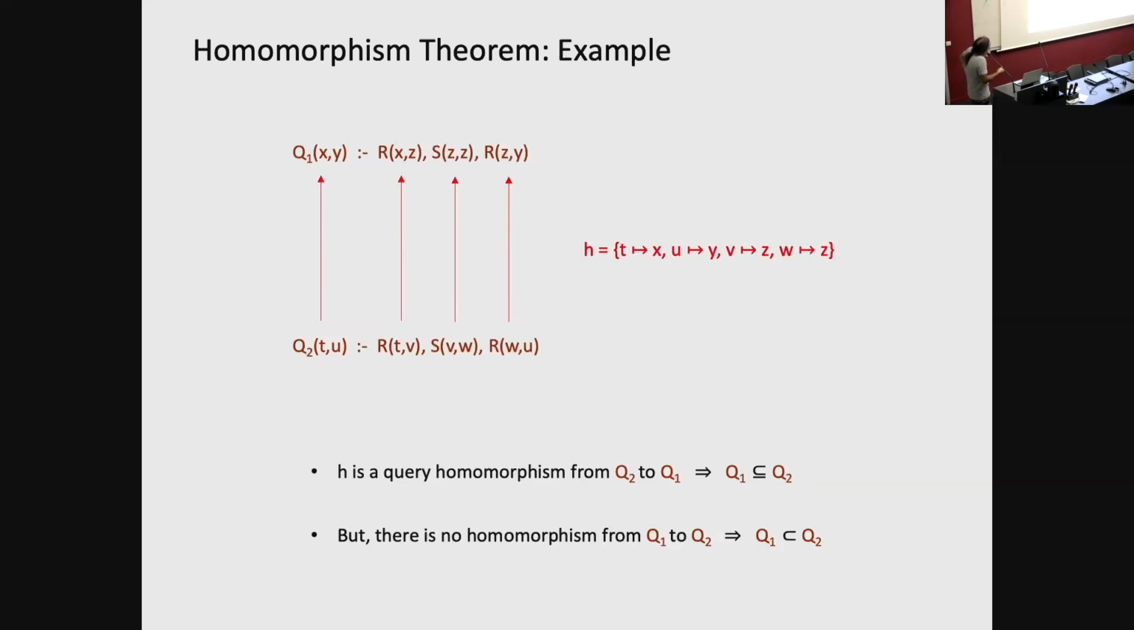Here is just an example to illustrate this notion. Imagine that we have these two queries. I think it's clear that this h is a query homomorphism. We can map the body of Q2 to the body of Q1, and at the same time, we respect the output tuples. So we can conclude that Q1 is contained in Q2, but there is no homomorphism from Q1 to Q2. For example, there is no way to map the atom S(z,z) to an atom in Q2. So there is no homomorphism at all from Q1 to Q2, which allows us to conclude that Q1 is strictly contained in Q2. This is how one can use the homomorphism theorem and conclude such kind of statements.